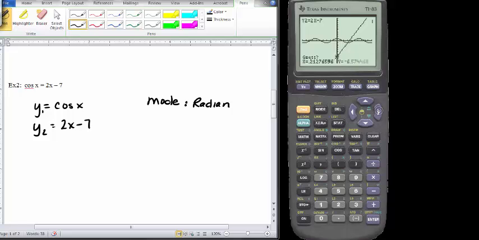And then it says guess. So I'll arrow over. You can only use left and right here. So I arrow over, I get close to it, I press enter. And the outcome is x is approximately 3.00. So I'm just using 2 decimal places.